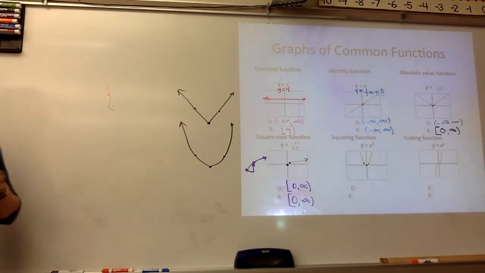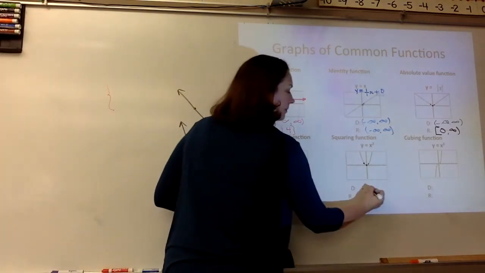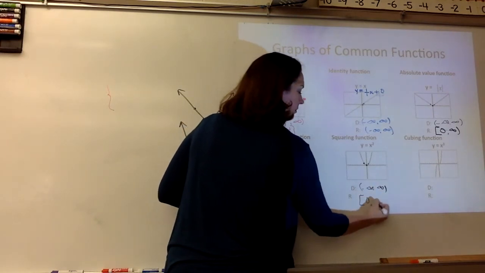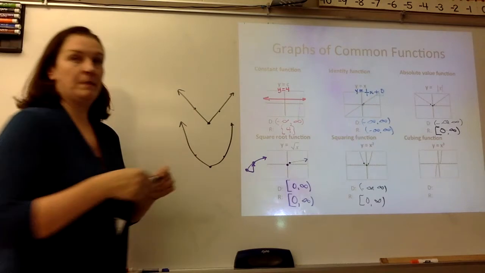What's my domain, left and right? And range? 0 to infinity. Good, we're able to see these.